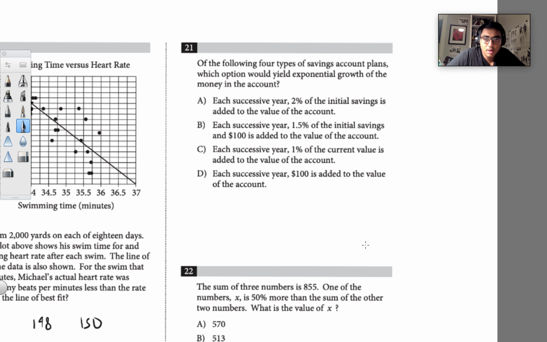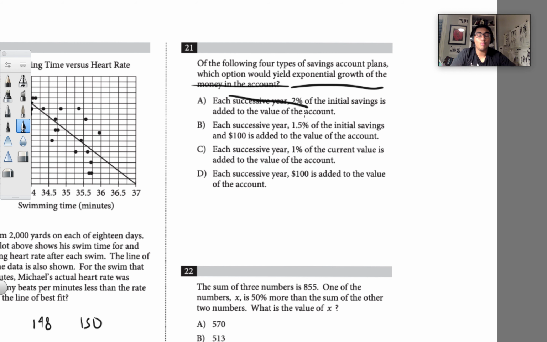Alright, 21. Of the following 4 types of savings account plans, which option would yield an exponential growth of the money in each account? Each successive year, 2% of the initial savings is added to the value of the account. Okay, so I see what they're trying to do. Usually exponential growth means percentage growth, and they're assuming you know that, but they're still trying to play tricks with you. 2% of the initial savings is always going to be the same number. So this is actually a constant increase, so it's not A.